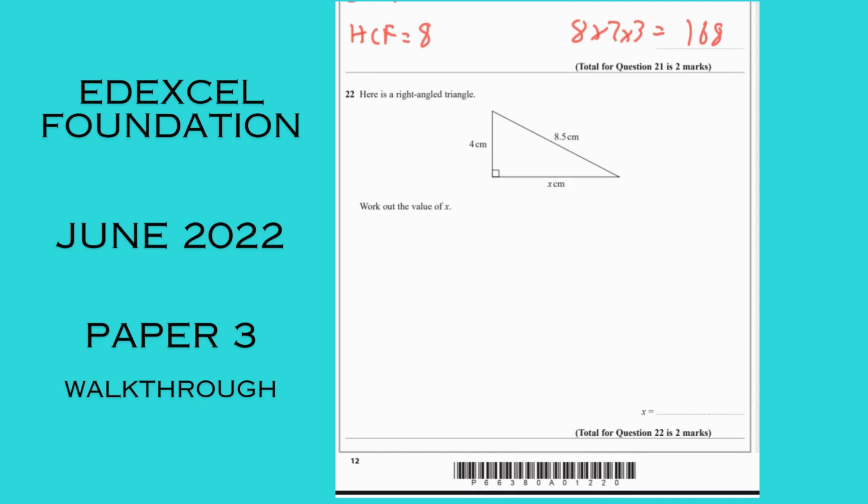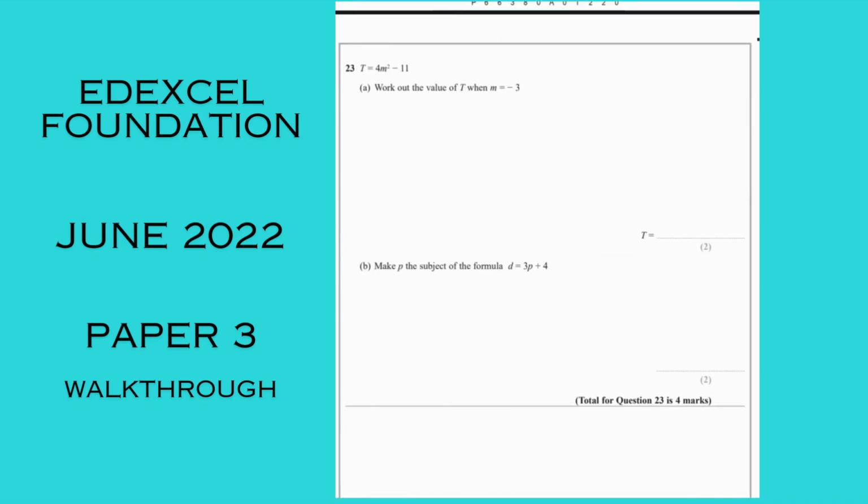Number 22, it's Pythagoras. As soon as you see Pythagoras, you need to start squaring things. Okay, so we've got the longest side, so we can say that once you've squared them, this is a subtract question. 56.25, and as we know from Pythagoras, the final stage is to square root. 7.5 could have been a much more difficult, tricky decimal, but turns out quite nice.